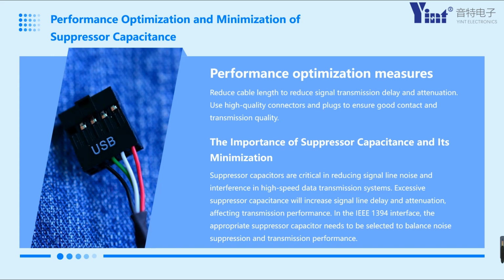The importance of suppressor capacitance and its minimization. Suppressor capacitors are critical in reducing signal line noise and interference in high-speed data transmission systems. Excessive suppressor capacitance will increase signal line delay and attenuation, affecting transmission performance. In the IEEE 1394 interface, the appropriate suppressor capacitor needs to be selected to balance noise suppression and transmission performance.